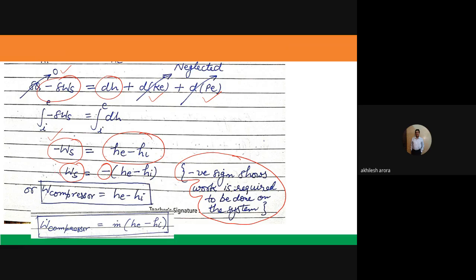In the next line, what have I written? I have written W compressor is equal to He minus Hi. I have removed this negative sign because now I know it is the compressor work, and compressor work is always negative work actually, because we are supplying this work into the compressor. Then if I multiply both sides by the mass flow rate, this whole term becomes compressor power. So this W compressor is now the compressor power required to run the compressor, and that is equal to m dot times (He minus Hi), and it has the units of kilowatts.